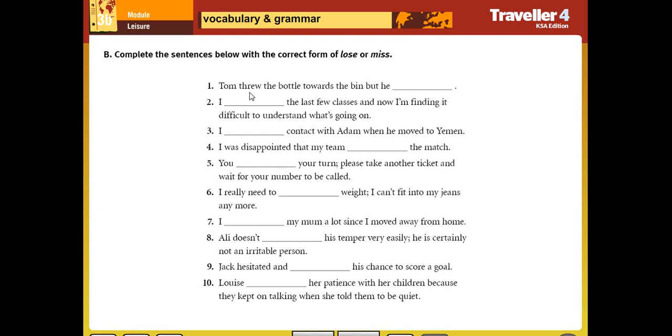Okay, Tim threw the bottle towards the bin. حركة أنت بتعملها أحيانا ترمي الزجاجة في اتجاه الباسكت. But he, it's in the past, threw, but he lost or missed? But he missed, أخطأ الهدف, يعني الزجاجة لم تقع في الباسكت. But he missed. يبقى إذا لما تخطئ الهدف, you miss the target.